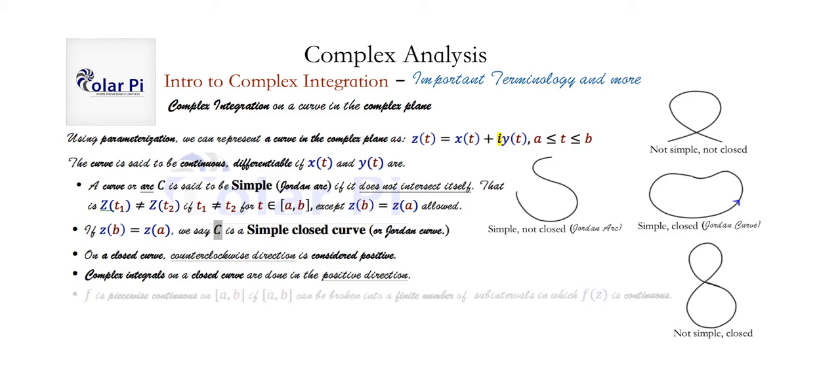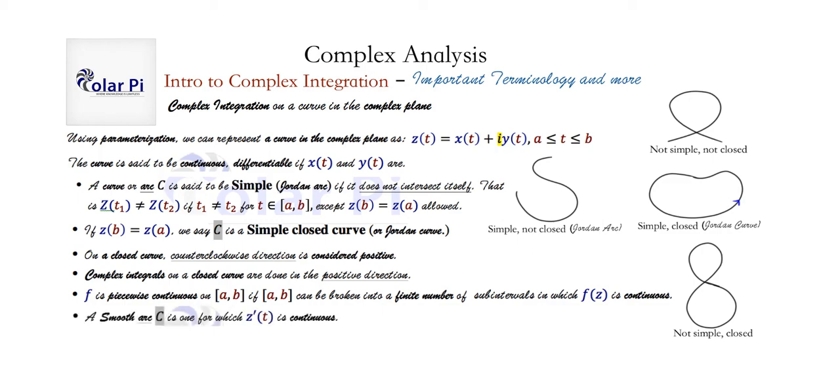And we say that f is piecewise continuous if the interval from a to b can be partitioned, and f is continuous on those partitions of the interval from a to b. That's what I say here in this slide, just giving you other wording. And a smooth arc C is one for which z prime of t is continuous.